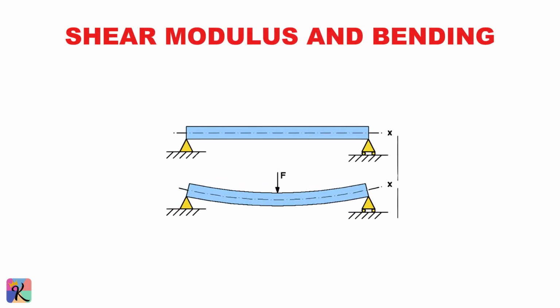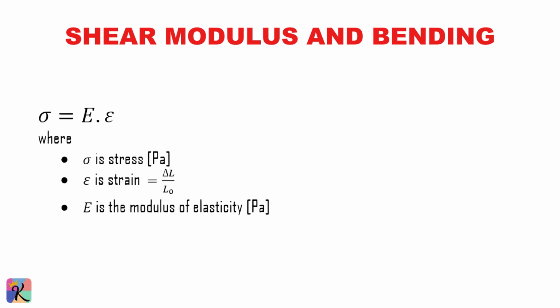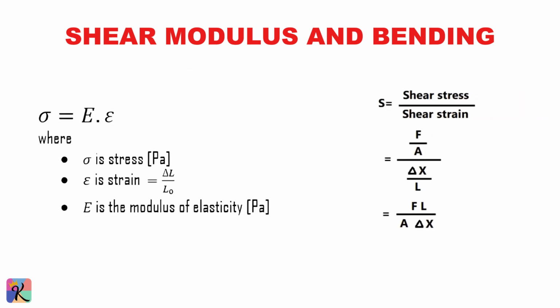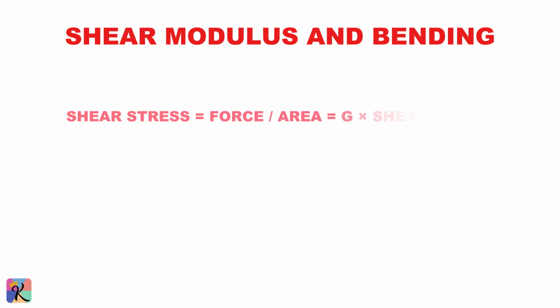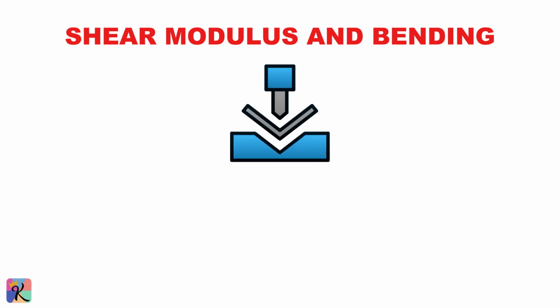Shear modulus and bending. Shear modulus measures a material's resistance to bending or twisting. Hooke's law for shear stress uses the shear modulus instead of Young's modulus. Shear stress equals force divided by area, which also equals shear modulus multiplied by shear strain. Materials with a higher shear modulus are harder to bend.